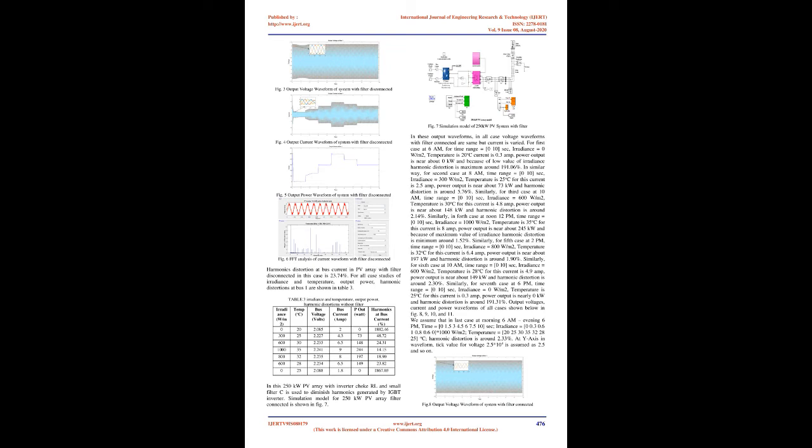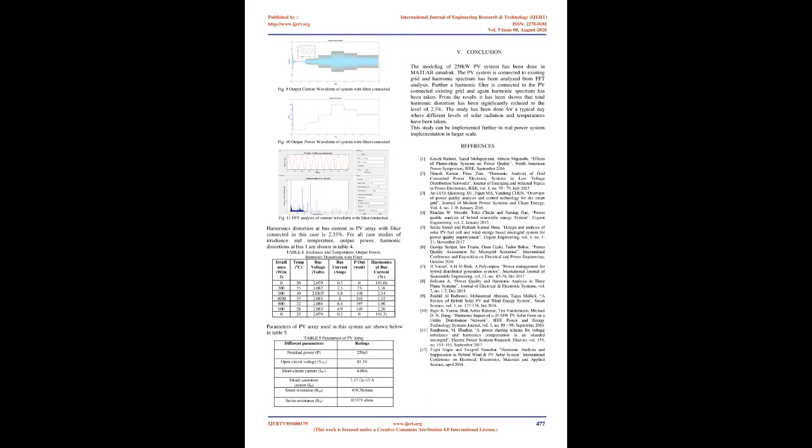For the first case at 6 am, time range equals 0 to 10 sec, irradiance equals 0 W/m2, temperature is 20 °C, current is 0.3 amp, power output is near 0 kilowatts, and because of the low irradiance, harmonic distortion is maximum at around 191.06%. In a similar way, for the second case at 8 am, time range equals 0 to 10 sec, irradiance equals 300 W/m2, temperature is 25 °C. For this, current is 2.5 amp. Power output is near 73 kilowatts and harmonic distortion is around 5.76%.